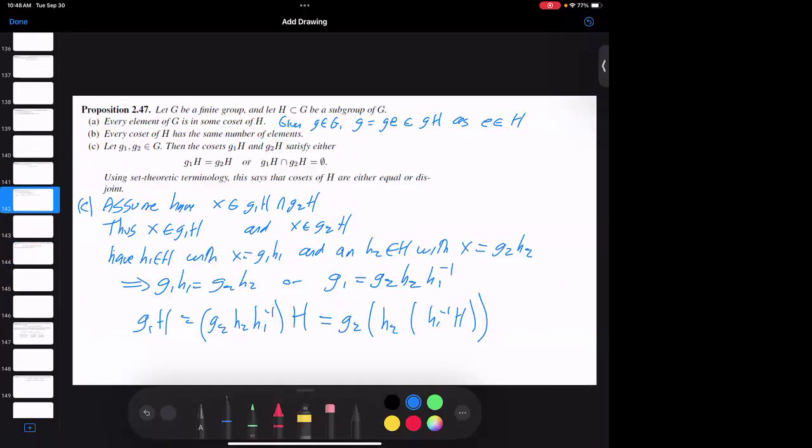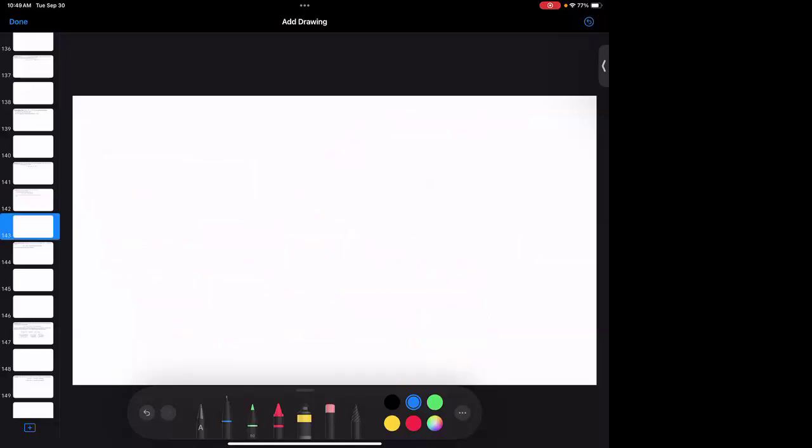So this is going to just be H. And then what would H2 times H be? H! And then you would get just G2H. And so the cosets would be the same. We need the following lemma.